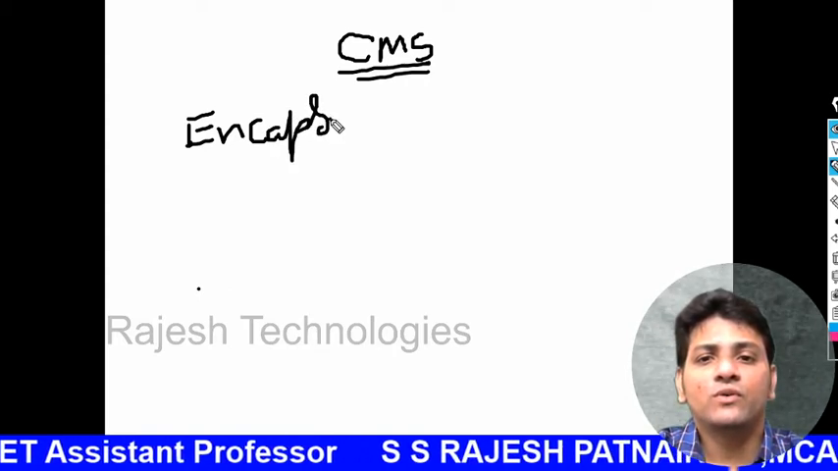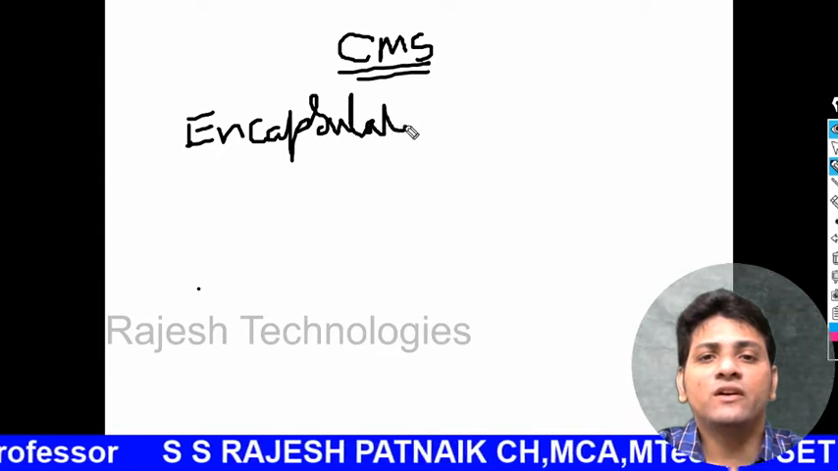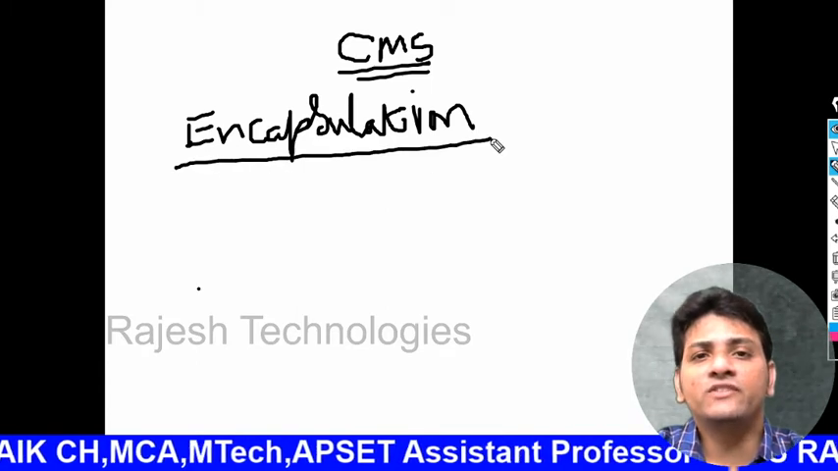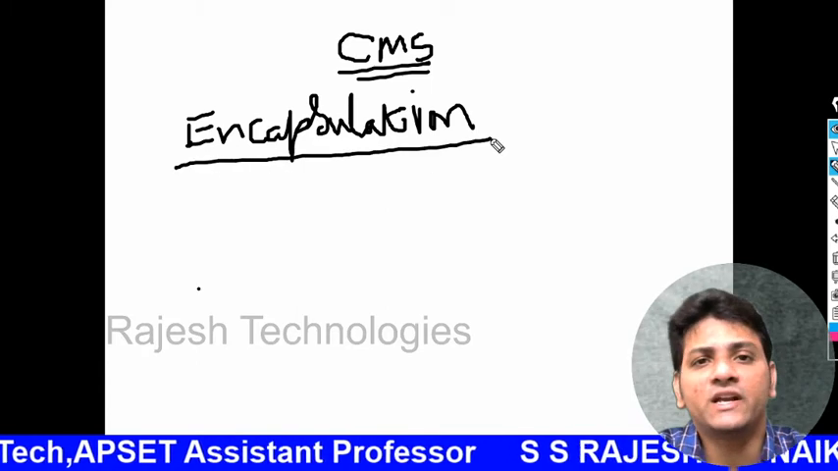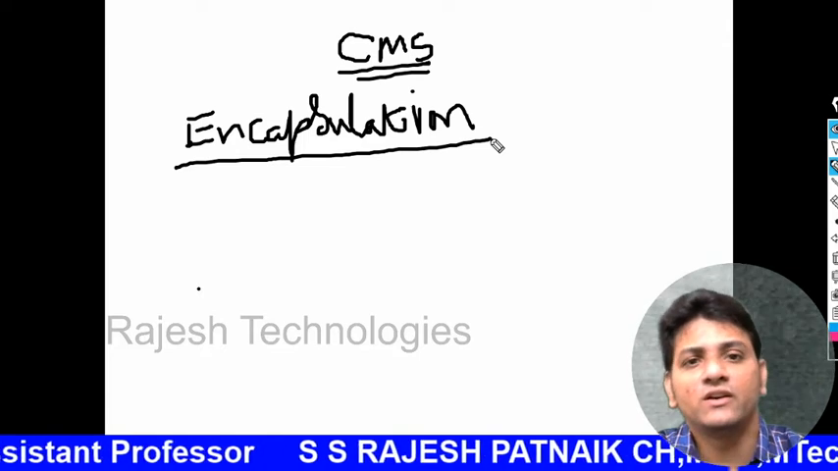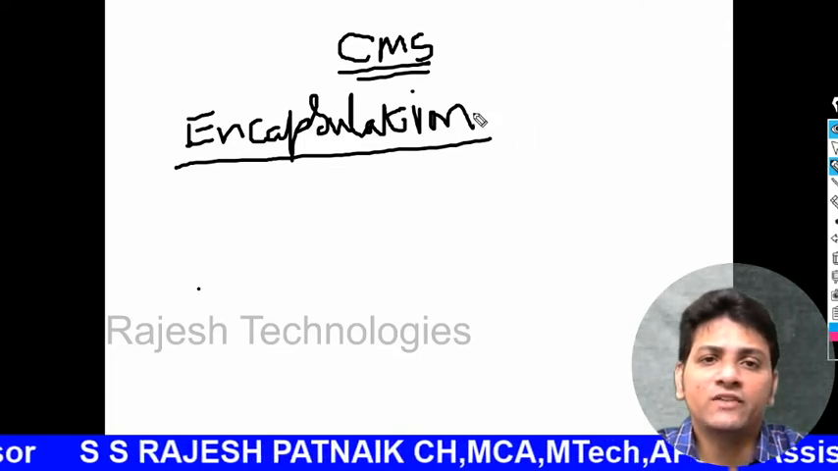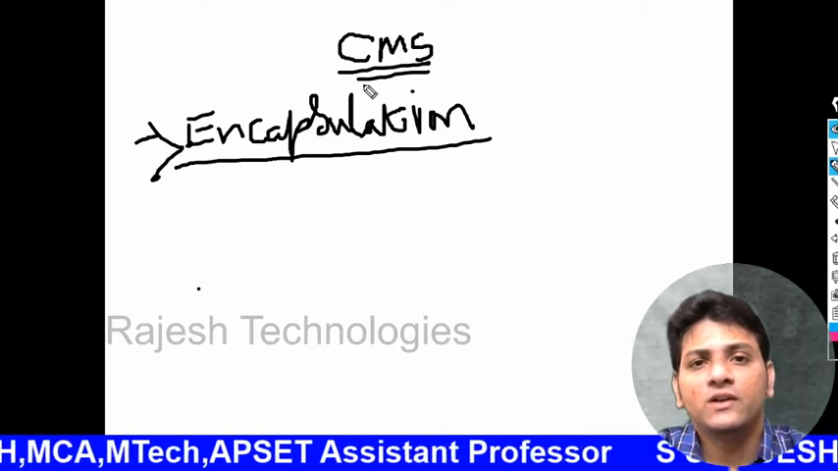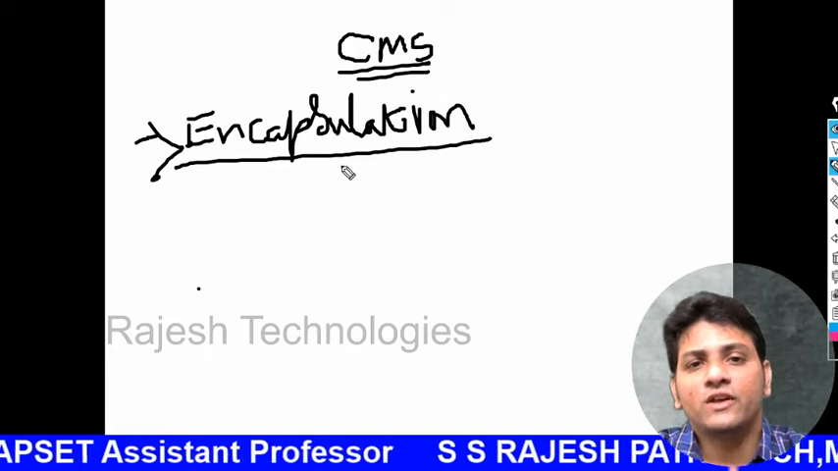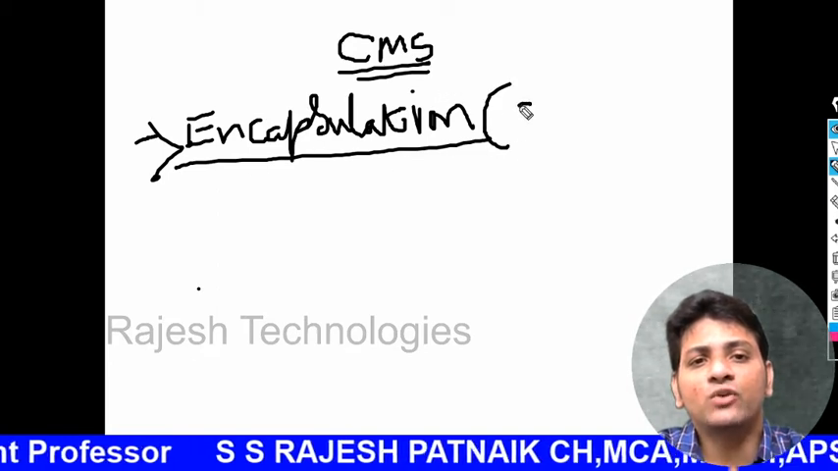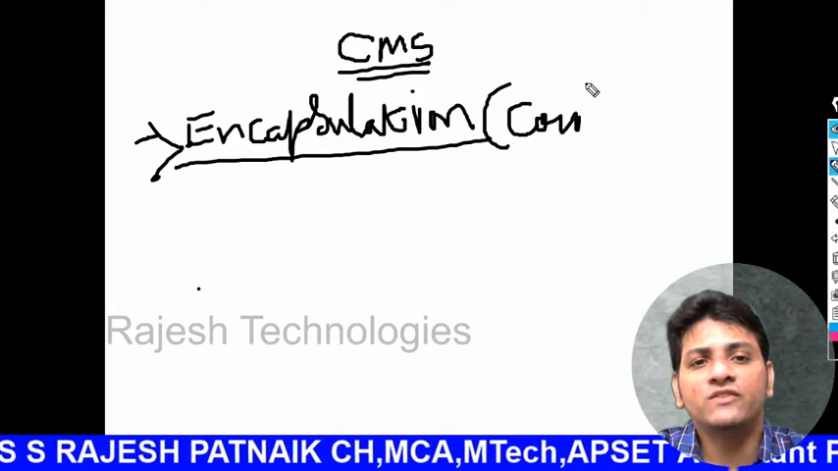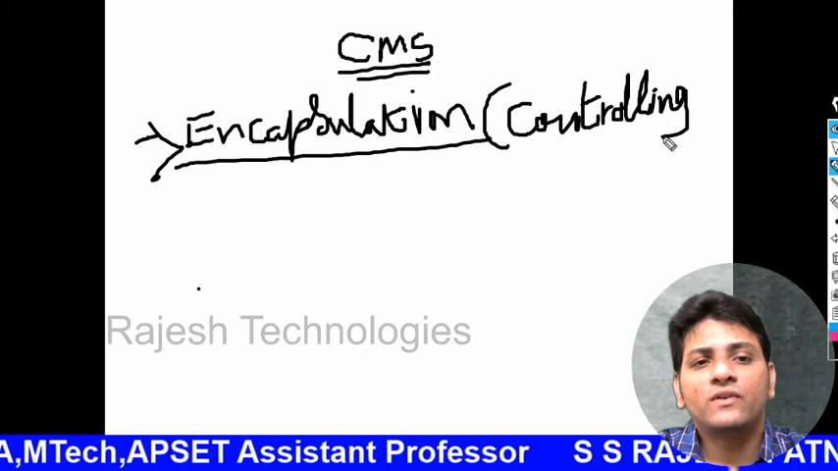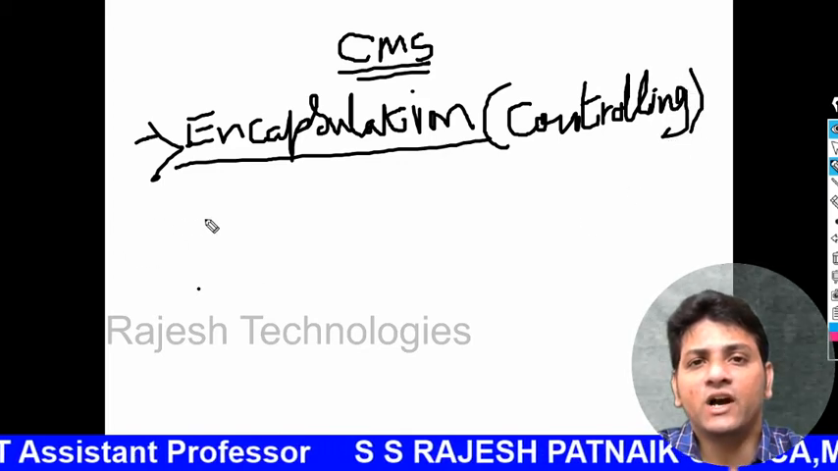Encapsulation. What is encapsulation? I will tell you in detail. Encapsulation is nothing but wrapping up of data and functions into a single unit. I will tell you in great detail whenever I explain this particular concept. It is one of the important features of object oriented programming approaches. That means mainly it gives the controlling of data. How?